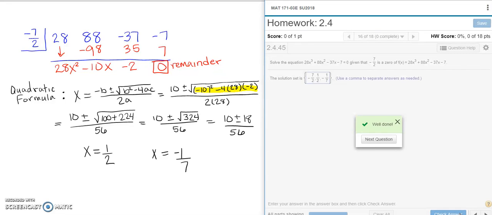Okay? So the idea is you start with a 0, you divide it out so that every time you divide out a 0, you're reducing your polynomial's degree by 1. So you're going to do that until you get to a quadratic, okay? And then once you're at a quadratic, you can either factor it or use the quadratic formula, whichever is your preference.